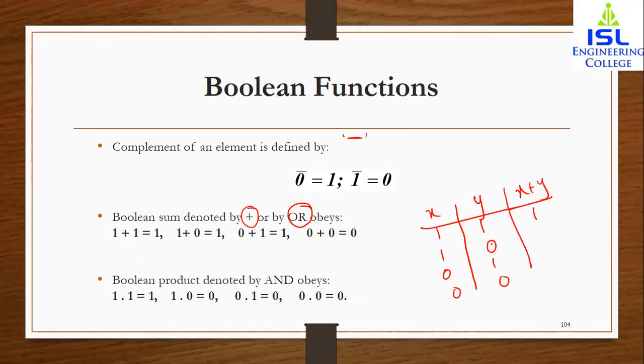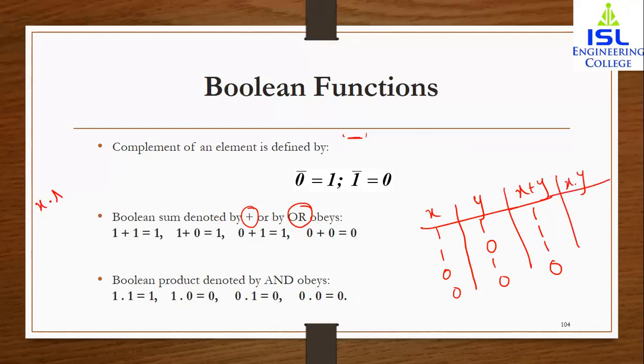1 plus 1 is equal to 1, 1 plus 0 is 1, 0 plus 1 is 1, 0 plus 0 is 0. If any one of them is true, then true, otherwise false. This is what XOR, or Boolean sum, denotes. Here I'll write x and y. Okay, basically I'll just create another column here.